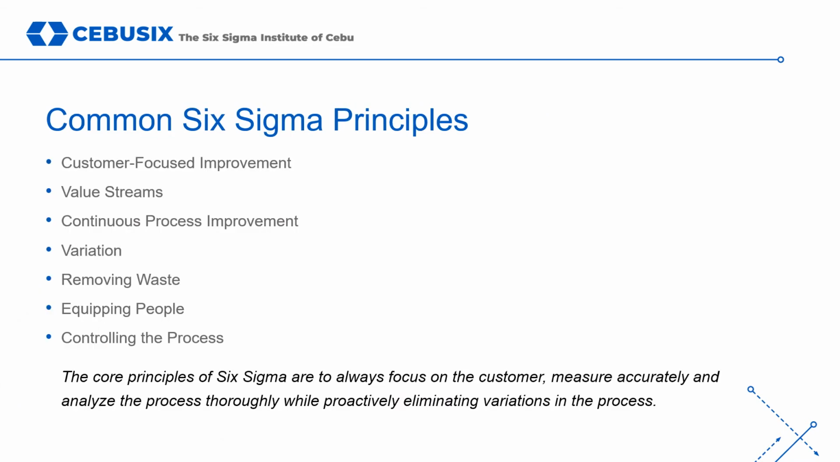The core principles of Six Sigma are to always focus on the customer, measure accurately, and analyze the process thoroughly, while proactively eliminating variations in the process. Organizations can impact their Sigma level by integrating core principles from Six Sigma methodology into their leadership styles, process management, and improvement endeavors. In this section, we will cover the common Six Sigma principles.